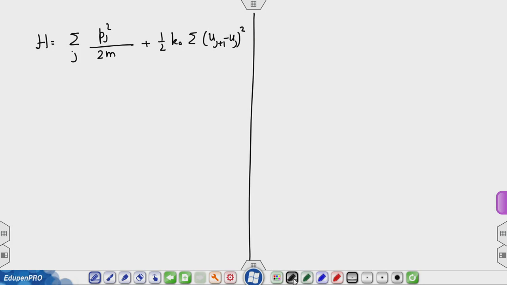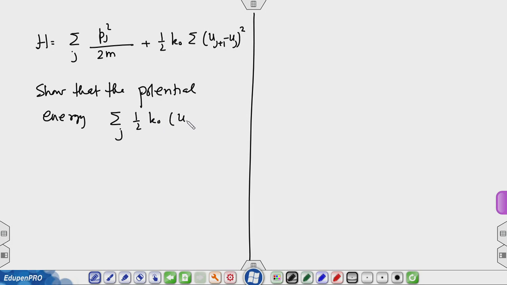Oh, before I go further, I want you to show something. Show that the potential energy, summation j 1 half k_0 (u_(j+1) minus u_j) squared, gives the correct force for the jth particle.